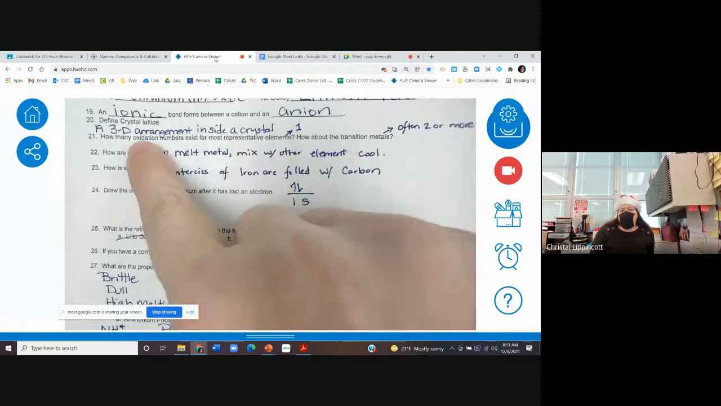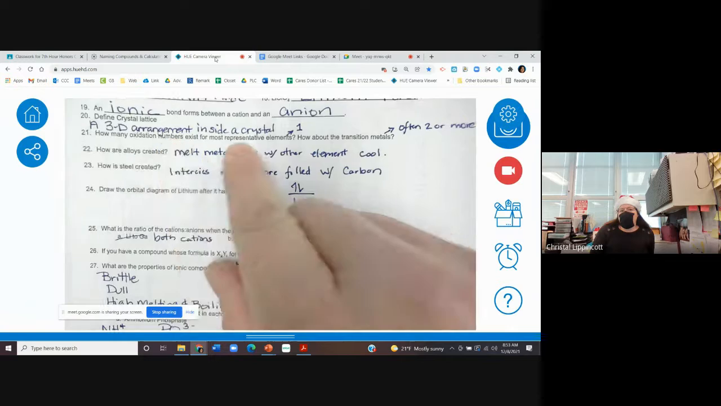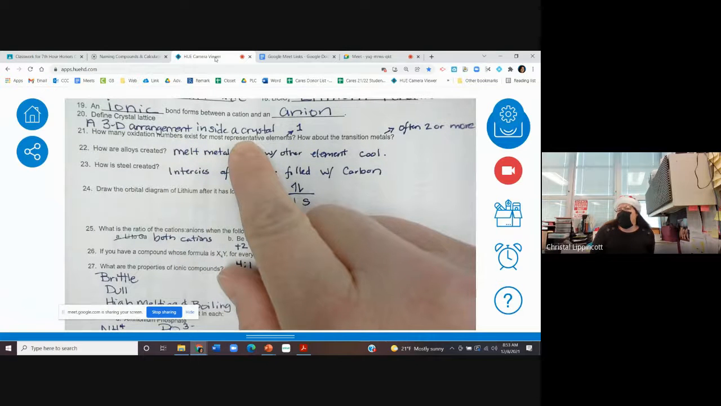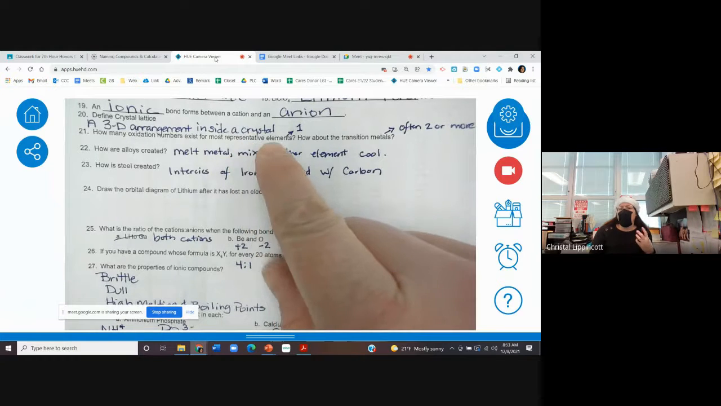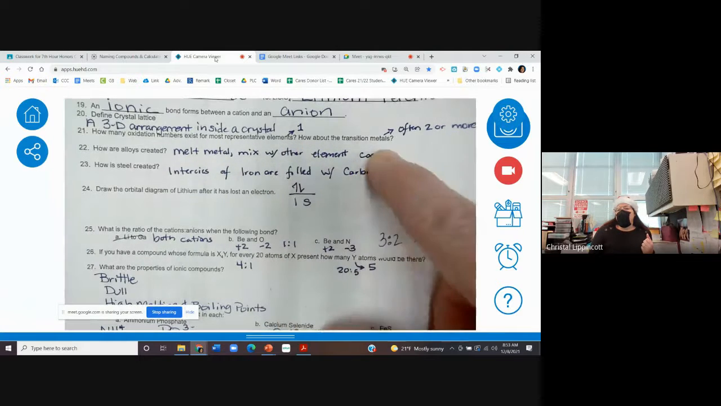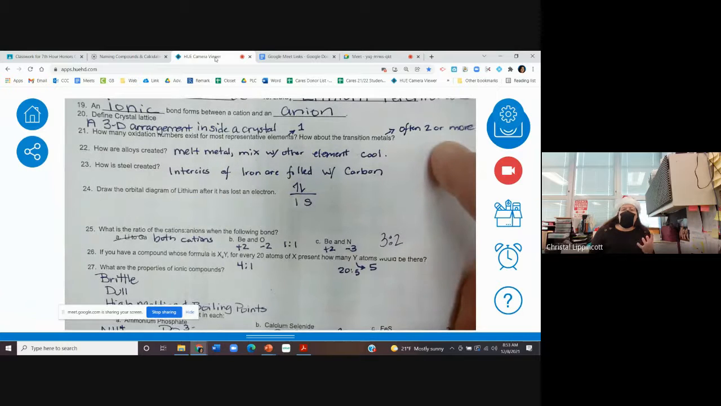How many oxidation numbers? Remember, the oxidation numbers are the charges. Representative elements are your S and P block elements. So those are the first columns, and then 13 through 18. And typically you only have one option there. The transition metals, though, you're usually going to have a lot of times more than one. So like copper has a +1 and a +2 form, and iron has a +2 and a +3 form. And so those oftentimes will have multiple charges or oxidation numbers.